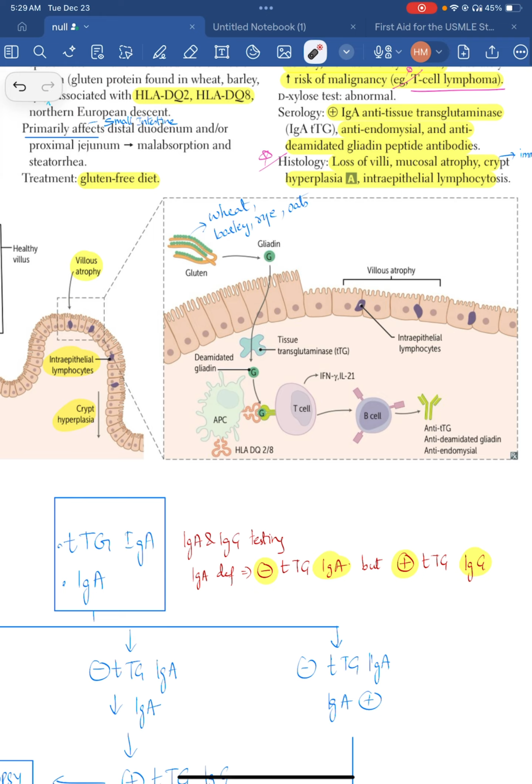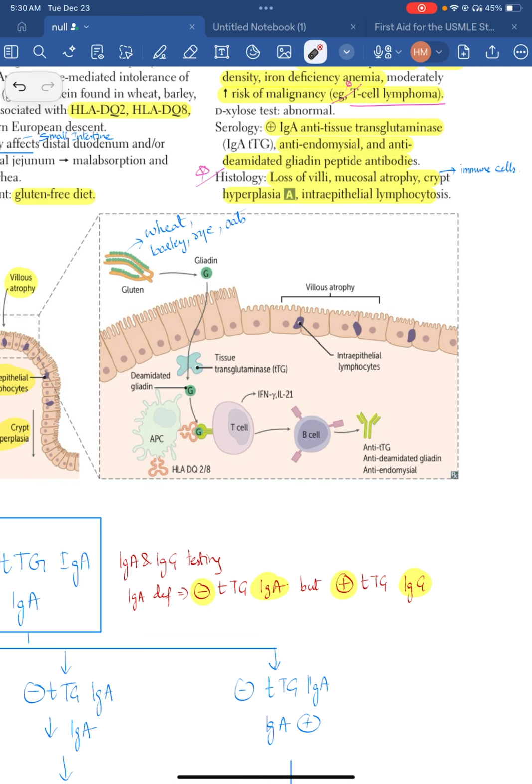Now this deamidated gliadin is taken up by antigen presenting cells, which present it to the T cell. We have a hypersensitivity reaction that starts here. Now these T cells release interferon gamma and interleukin 21, which also activate B cells. Now B cells start releasing antibodies. What are the antibodies that the B cells release? It is anti-TTG, that is tissue transglutaminase antibody, anti-deamidated gliadin, and anti-endomysial.